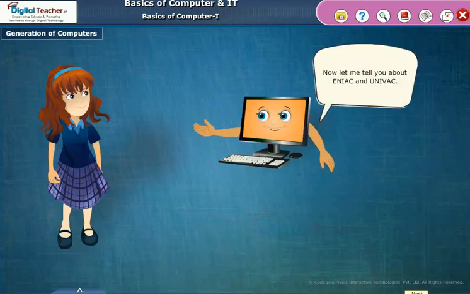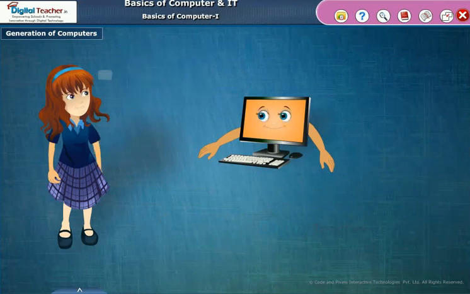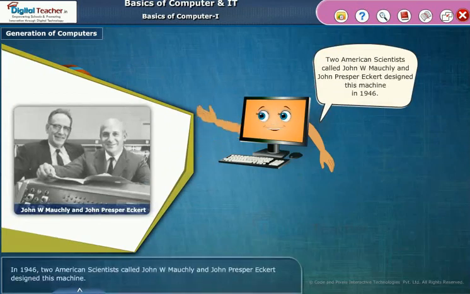Now let me tell you about ENIAC and UNIVAC. What are these, Toggle? ENIAC stands for Electronic Numerical Integrator and Calculator. Two American scientists called John W. Mauchly and John Presper Eckert designed this machine in 1946.